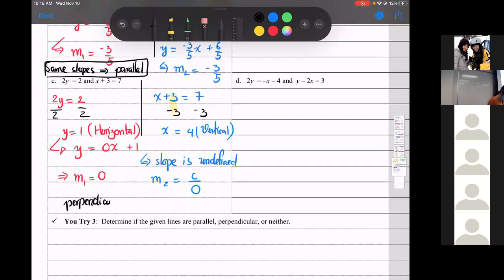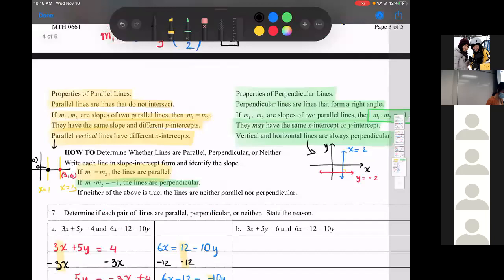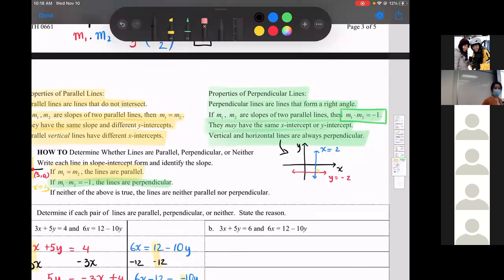Perpendicular. By the way, right here, it already tells you. Remember, the vertical and horizontal lines are always perpendicular.